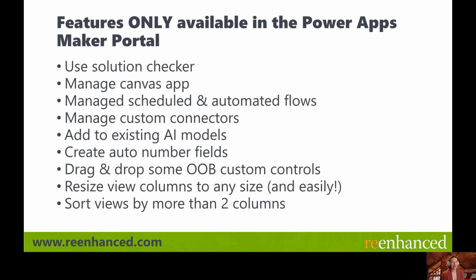Like I said, create auto numbers. That's awesome. Drag and drop some of your out-of-the-box custom controls. Resize view columns to any size. I really like that. This is a super, super cool thing in the Maker portal. And you can sort your views by more than 2 columns if you need to.